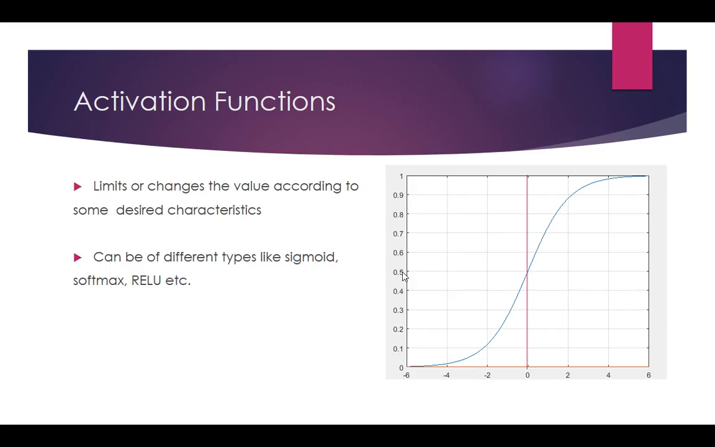So what is the activation function? An activation function changes the value according to some desired characteristics. Like this is an activation function. This is a sigmoid function which squashes the value in between 0 and 1. Whatever be the input, it may be very high value like 5000. Whatever be the value, it will be limited in between 0 and 1. There are some other activation functions like softmax, ReLU, etc.